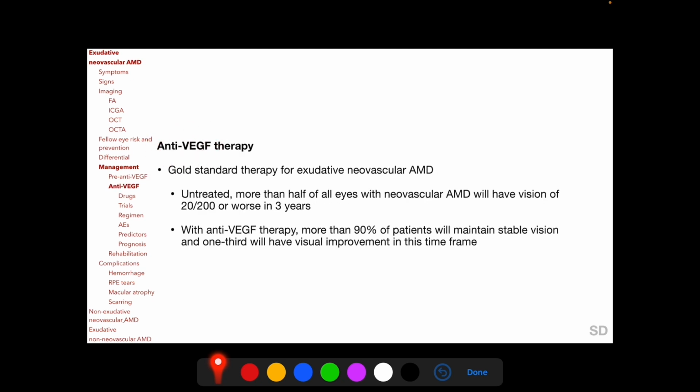Anti-VEGF therapy is considered the gold standard therapy for exudative neovascular AMD, and it has been shown that, untreated, more than half of all eyes with neovascular AMD will have a vision of 20/200 or worse within 3 years. But with anti-VEGF therapy, more than 90% of patients will maintain stable vision and one-third will have visual improvement in this time frame. And when we discuss the anti-VEGF trials in the next session, we'll find that these two figures are consistently maintained by most of the studies.